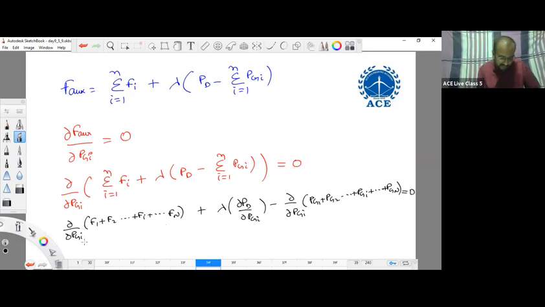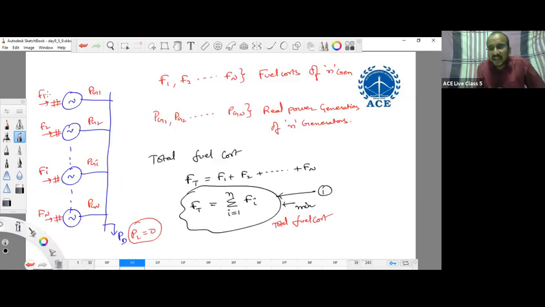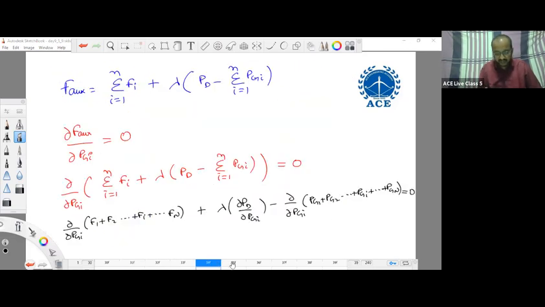Now if you observe, we are going for partial differentiation. Why are we partially differentiating? Because the fuel cost of the first generator will be influenced by the real power generation of the first unit only. F1 will be influenced by PG1 only. F2 will be influenced by PG2. Fi will be influenced by PGi. Fn will be influenced by PGn. But F1 will not influence PG2. F2 will not influence PGi. That's why we have gone for partial differentiation. So the remaining terms will all turn to 0. Only this Fi term will be left over.